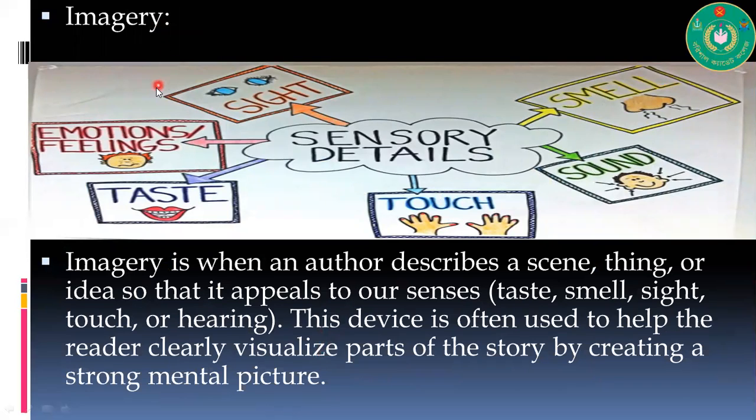Imagery. This is the most common literary device found in poetry or any piece of writing. It is when an author describes a scene, theme, or idea so that it appeals to our senses: taste, smell, sight, touch, hearing. The device is often used to help the reader clearly visualize parts of the story by creating a strong mental picture.